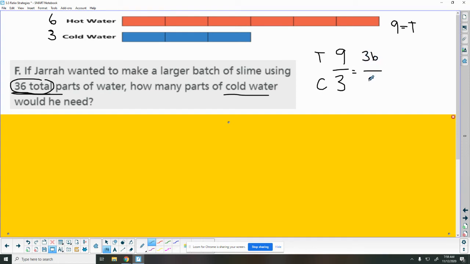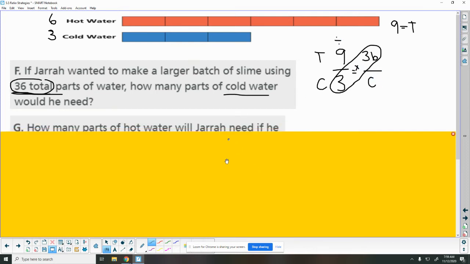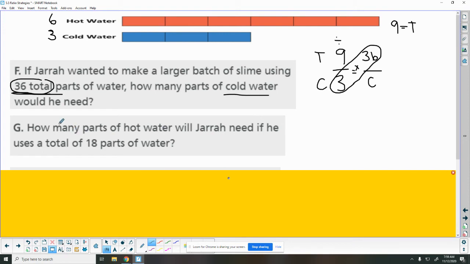And I'm looking for the cold. So we can do 36 times 3 and divide it by 9 will tell us how many cold cups of water we need. So G asks us how many parts of hot water, so I know I'm looking for hot, will he need if he uses a total of 18 parts?